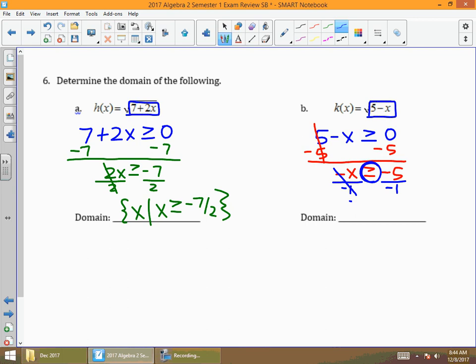So your final answer will be the set of all x such that x is, and then we're going to switch that to be less than or equal to, and then negative 5 over negative 1 will give you positive 5.